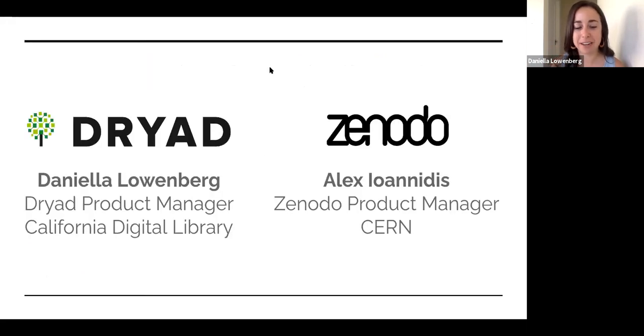So kicking it off, I'm going to introduce myself, which is I'm Daniela Lowenberg. I'm the product manager for Dryad, and I'm based at California Digital Library. And I've been working on this integration and launch with my partner over at CERN. Alex, can you introduce yourself as well? Yes, hello everyone, my name is Alex Ioannidis. I'm the Zenodo product manager here at CERN, and we've been working with Daniela for roughly more than a year for building this integration, as you can hear about.